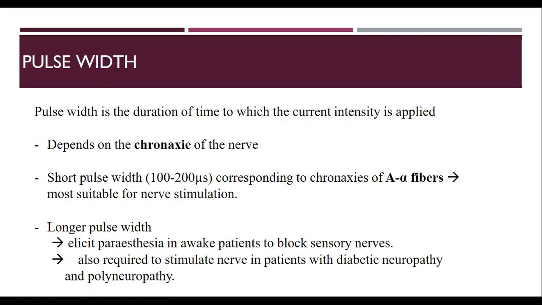So commonly we think that using a peripheral nerve stimulator we can block only motor nerves. It is not like that. You can even block a pure sensory nerve like the lateral femoral cutaneous nerve using a peripheral nerve stimulator. There, once the needle is near the nerve, you have to elicit paresthesia from the patient. So for that you need a larger pulse width or duration, that is 0.4 milliseconds, compared to 0.1 milliseconds for the motor nerve. And also if the patient is having any diabetic neuropathy or polyneuropathy, again you have to use a larger pulse width.